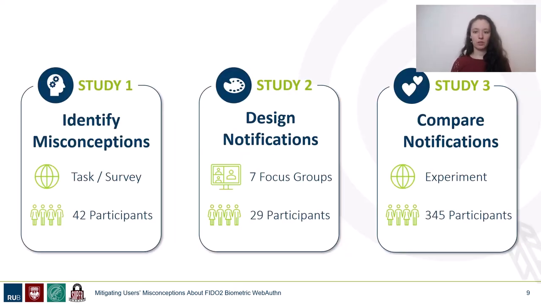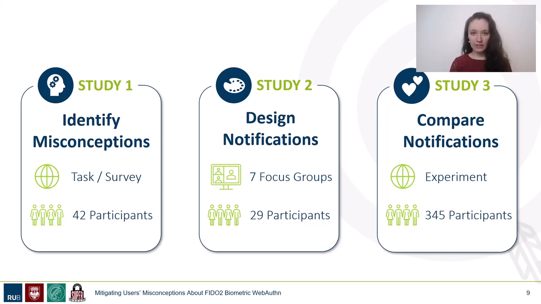So what did we do? Overall, we were curious to learn what users expect when they log in with their fingerprint, whether they have misconceptions or concerns. So we conducted three interrelated studies. The first one allowed us to identify misconceptions with the help of 42 participants. Based on those misconceptions we found in study one, we then conducted our second study, where we held 7 focus groups with 29 participants. In those focus groups, together with the participants, we designed small notifications to help avoid the misconceptions and more accurately convey the security and usability properties of biometric WebAuthn.